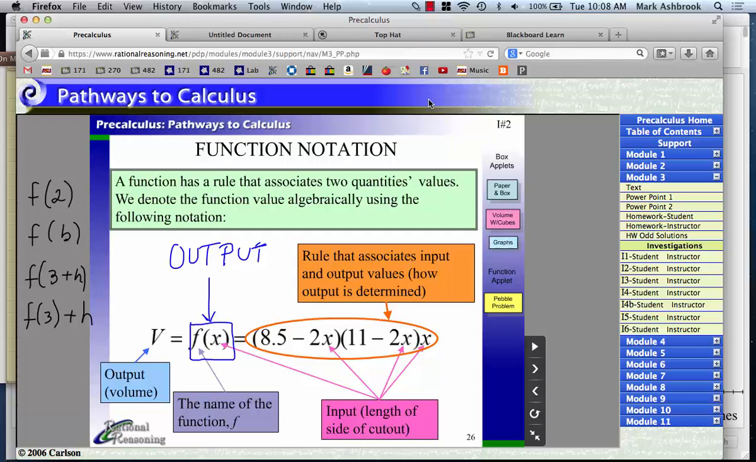Patricia, how about f of 3 plus h? I wasn't sure, but... Just do the same thing. But you're adding h, right? So the whole thing, what is the whole thing? The volume of the box with cutout side length of 3 plus h. Is it okay? That's it. It's the volume of the box when the cutout side length is 3 plus h.